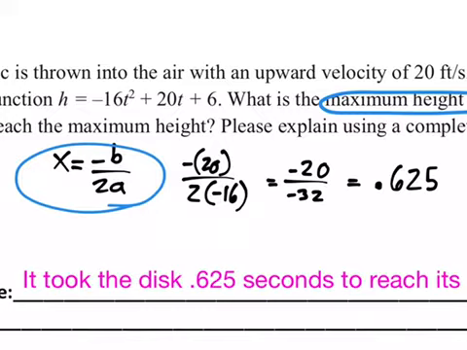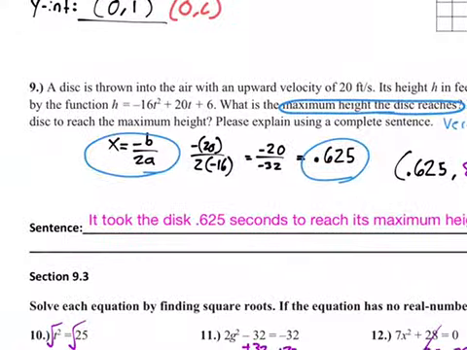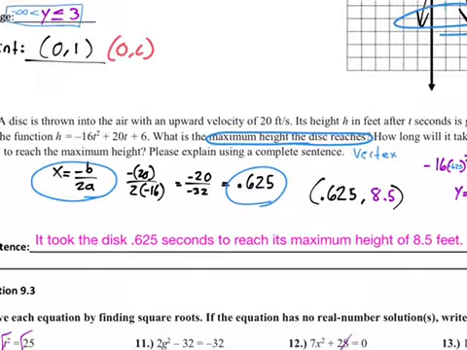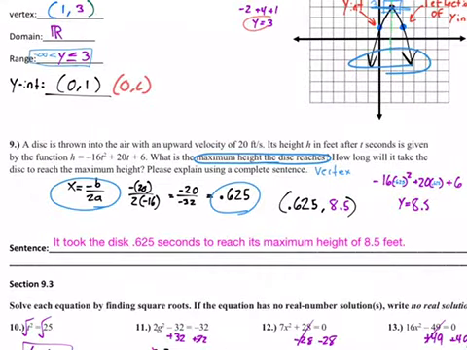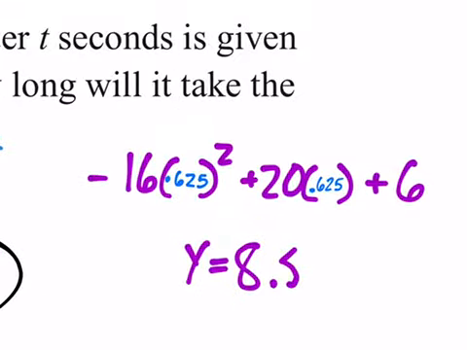All right, we do some calculations there. This is the x-coordinate of our vertex. And remember, in this one, our x-coordinate is t for time. So that's why it took 6.25 seconds, our unit for time in this problem, to reach its maximum height. To find the 8.5, what we do is we plug 0.625 into this original equation.